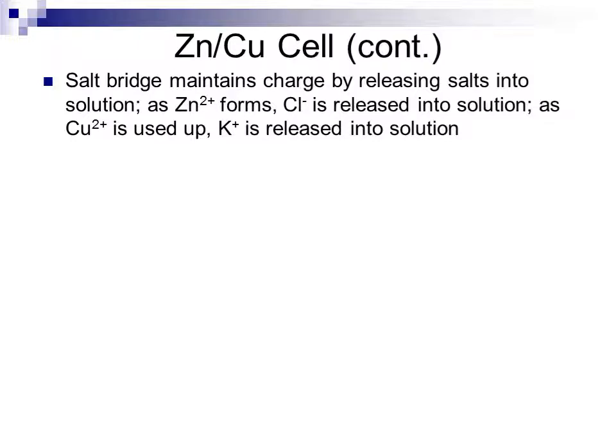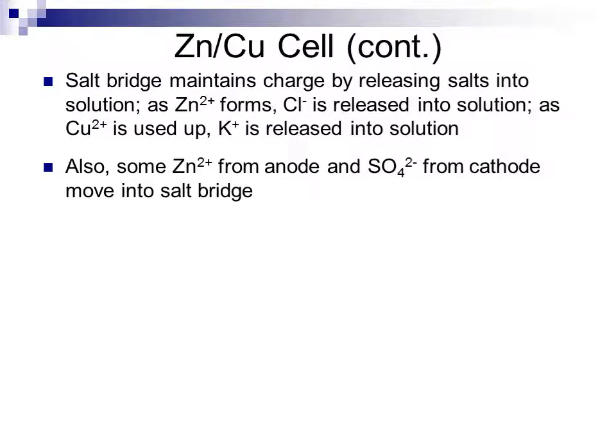So the salt bridge will maintain charge by releasing the salt into solution. Generally in something like this, the Daniell cell, we would use potassium chloride as our salt bridge. We can move the zinc 2+ into the salt bridge, and we can also move some of the sulfate into the salt bridge as we start to move potassium and chloride out of the salt bridge, and that helps to maintain the charge neutrality.